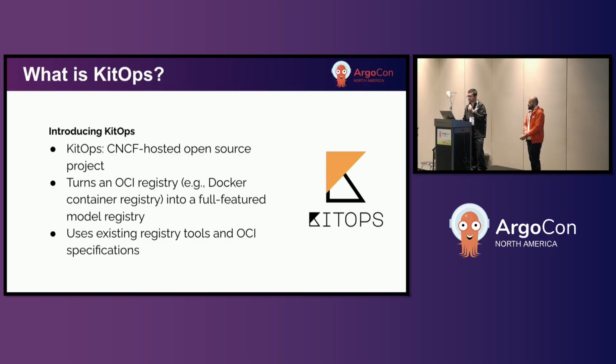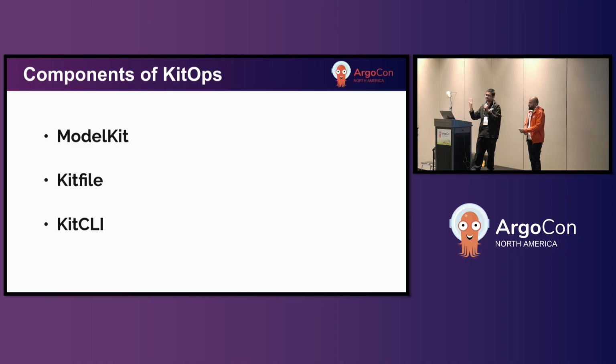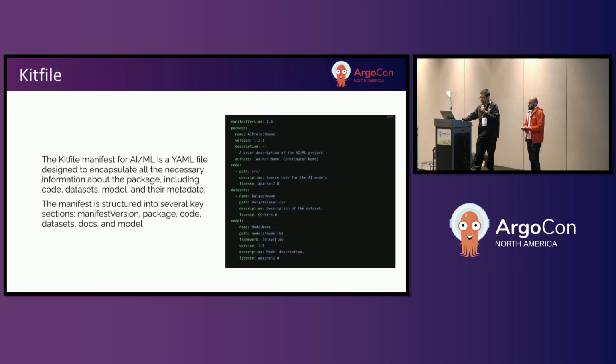So that's the core idea. Now, there are three major components of KitOps: the model kit, the kit file, and kit CLI. Kit file is like the manifest. So the idea is that you can declare all of the different components of your machine learning system as declarative YAML. And here you can see on the right-hand side, we start by saying package, we give it a name.